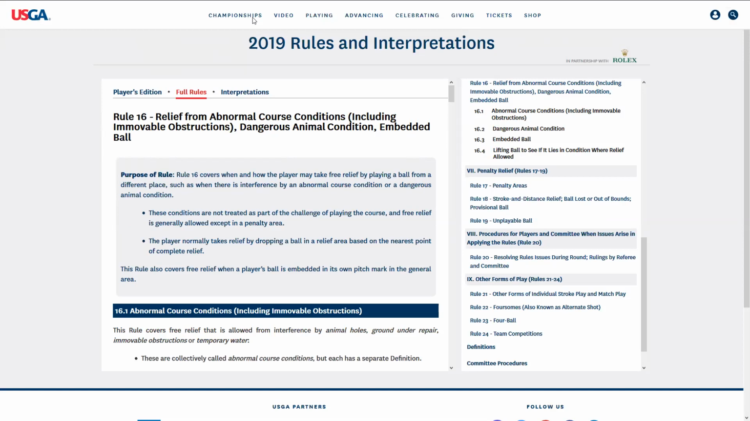Abnormal course conditions now include immovable obstructions. So they've combined parts of 24 and the old 25. Number 2, any abnormal course condition may be treated as a no play zone, and we're going to discuss no play zones. Number 3, embedded ball rule now applies in the general area by default, and the local rule may restrict it to fairway height or less. And 4th, it's no longer necessary to announce or involve others when lifting a ball to see if relief is allowed.